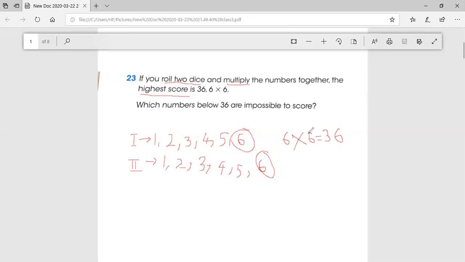So which numbers are not in this list? For example, if I throw two dice together, the first die is showing the score 2 and the second die showing the score 4. We are multiplying them together, 2 into 4, that is equal to 8. So like this, we are finding the answer. Some numbers below 36 are not in the multiplication list. So we want to find out these numbers. What are these numbers?